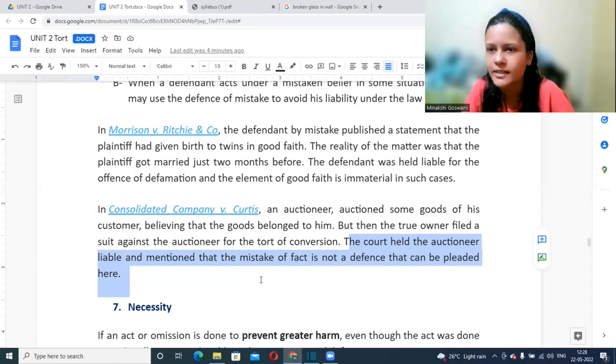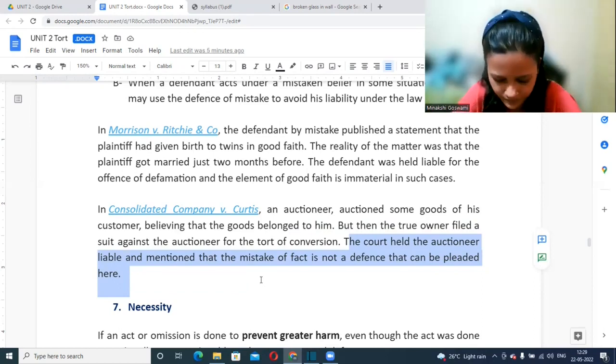So you can't simply escape the liability, because like that you would simply come with the excuse that, okay, it was mistake of fact, and you might end up selling everyone else's property. That is not right, right? So in such cases, mistake of fact is not a valid defense. It was not given by the court, okay? Yes, ma'am.